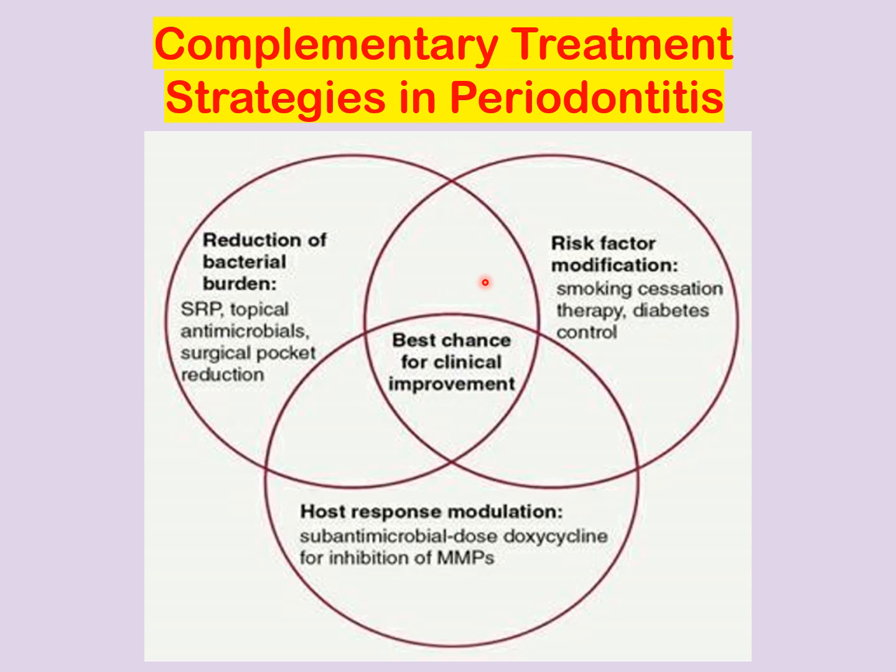So this diagram shows the complementary treatment strategies in periodontitis. It shows that for successful periodontal treatment, three important approaches work together. First is to reduce the bacterial burden by scaling and root planing, use of antimicrobials, and by performing surgical pocket reduction. Second is by modifying the host factor, and third is the use of HMTs as an adjunctive therapy.